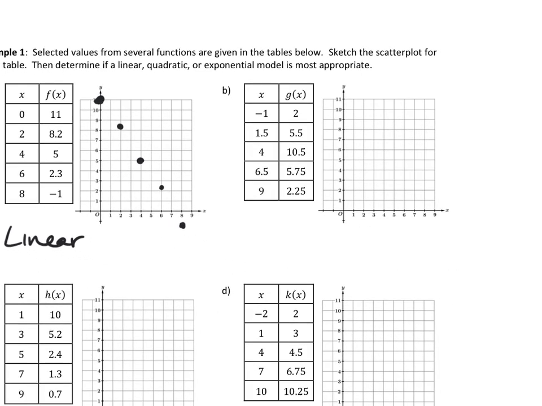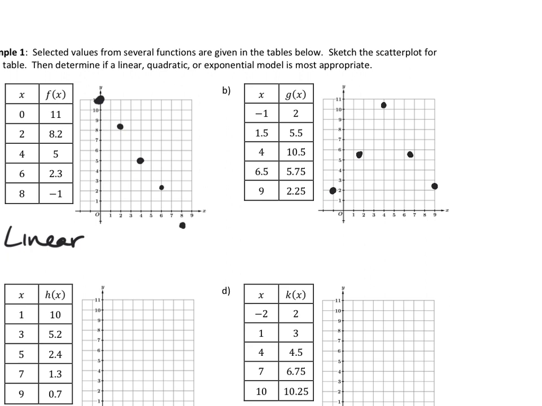So part B, again, if we just classic plot those points, (-1, 2), (1.5, 5.5), do your best, (4, 10.5), I think I missed, no, that's right, (6.5, 5.75) here-ish, and then (9, 2.25). Out of the three options I gave you today, is this data best represented by linear, quadratic, or exponential?